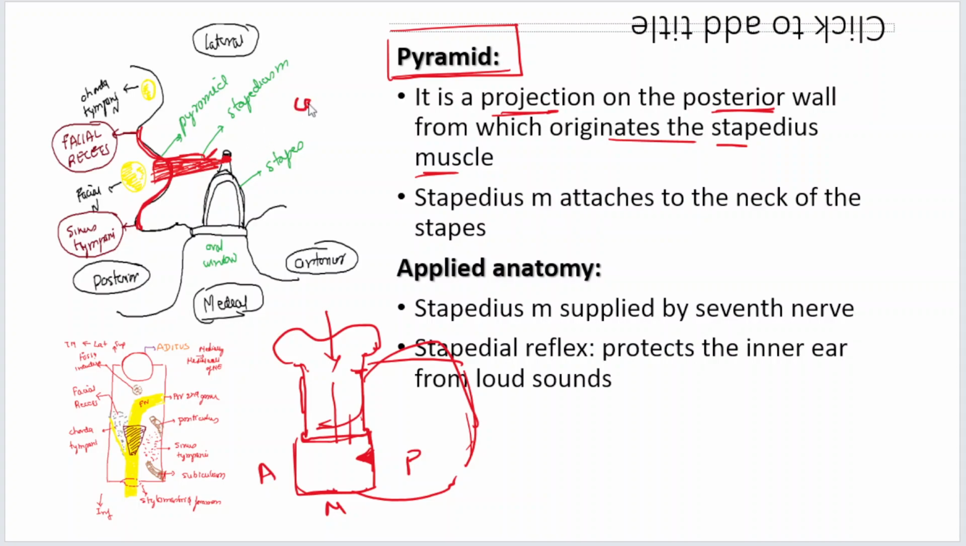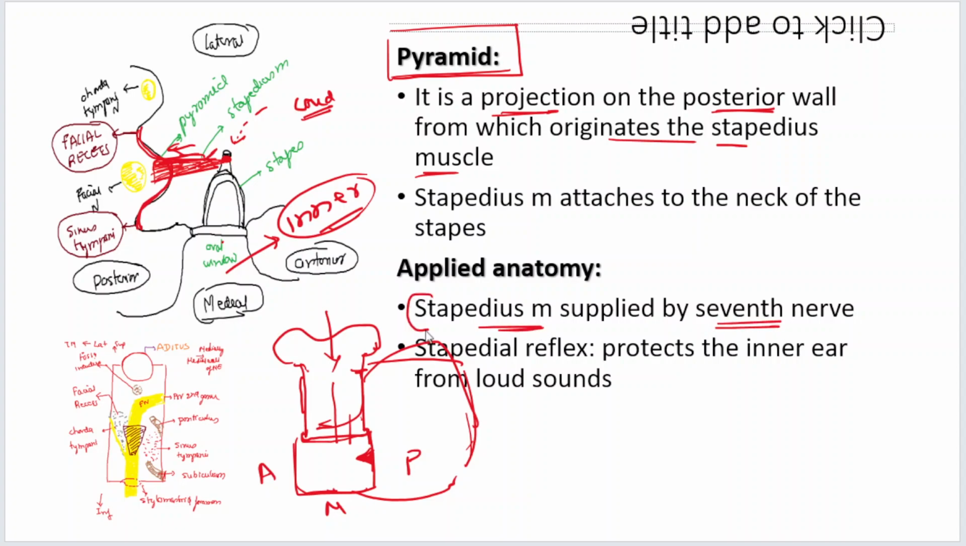So whenever there is a loud sound coming into the ear, it contracts in a fraction of a second. It causes contraction, and it prevents those loud sounds or vibrations from entering into the inner ear. This is the inner ear, right? This is the vestibule, and it prevents damage to the inner ear. So this is the function of the stapedius muscle, and the stapedius muscle is supplied by the 7th nerve.